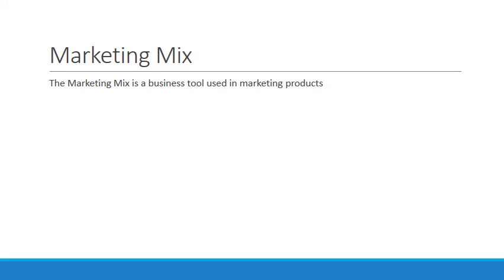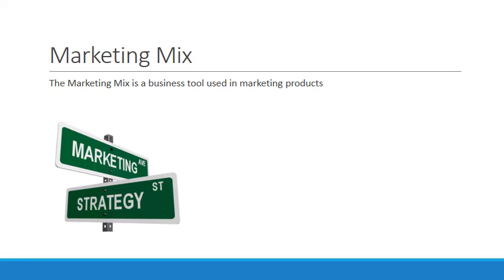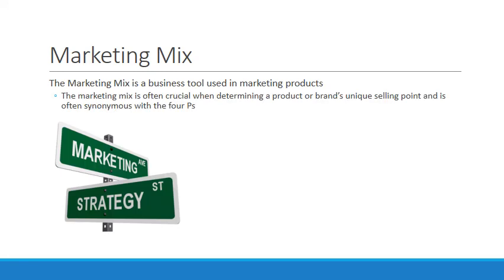So the marketing mix is a business tool used in the marketing of products. We can look at it from this marketing avenue, strategy street. This is all about our marketing strategy. How do we develop the strategy? What's our strategy based on in order to compete with firms within the monopolistically competitive market and make a profit? So the marketing mix is often crucial when determining a product or brand's unique selling point and is often synonymous with the 4 Ps.